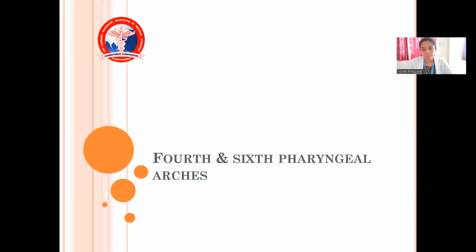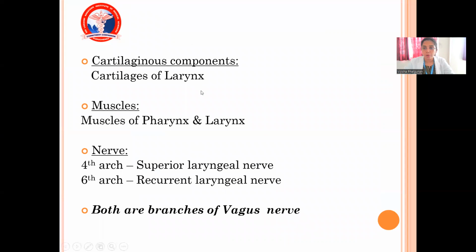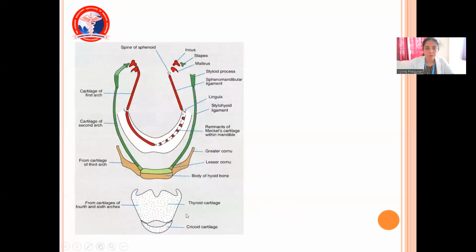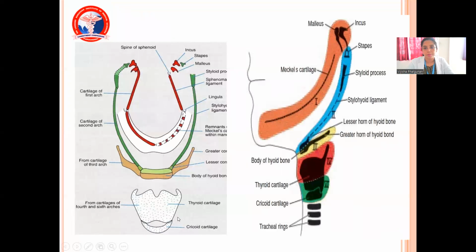What about the fourth and sixth pharyngeal arches? The cartilaginous components of these last two arches are the cartilages of the larynx. Muscles: all the muscles of the pharynx and larynx are derived from these arches. Nerve: for the fourth arch, you have the superior laryngeal nerve. For the sixth arch, you have the recurrent laryngeal nerve. These two nerves are branches of the vagus nerve. These are the derivatives of the fourth and sixth arches. See here, the fourth and sixth cartilages.